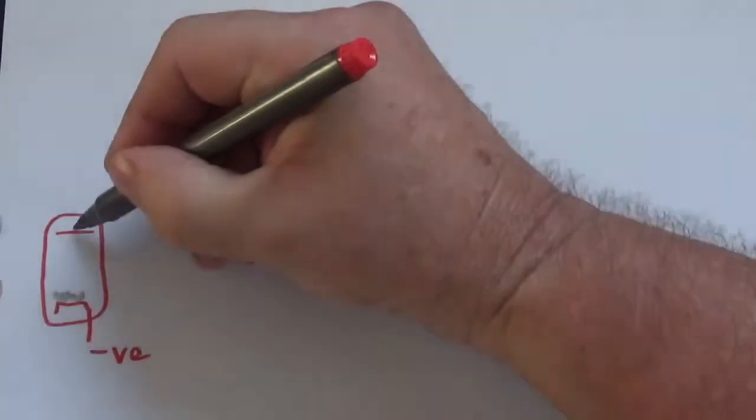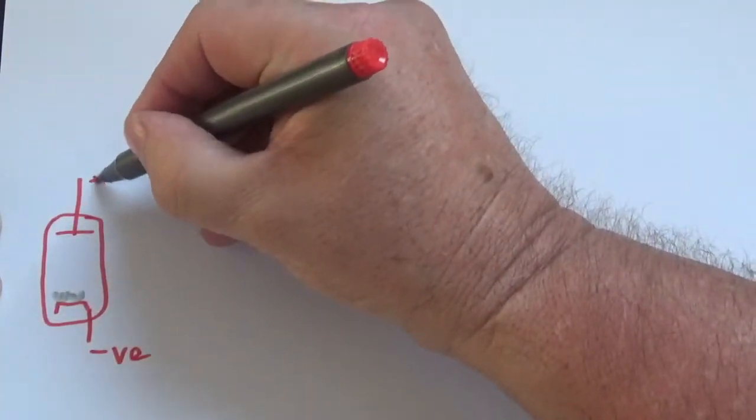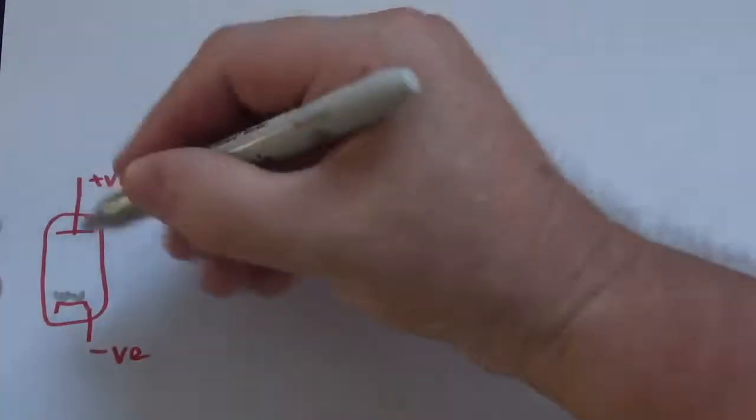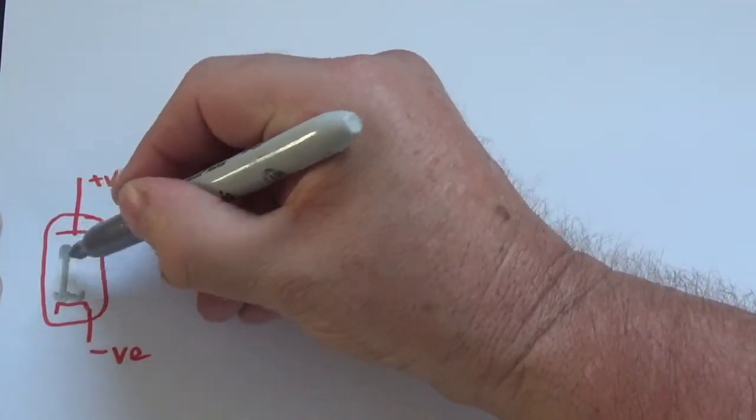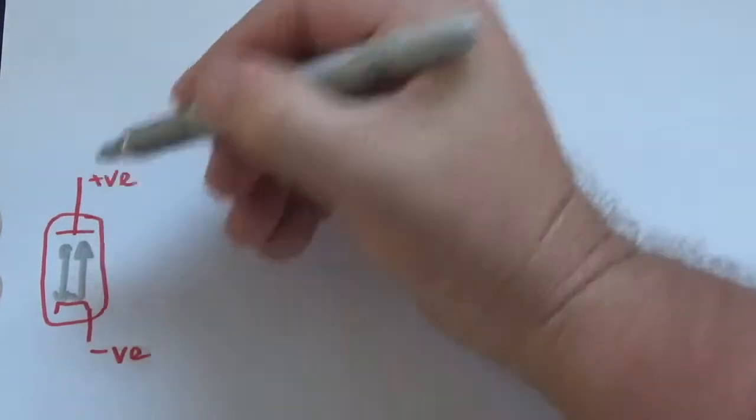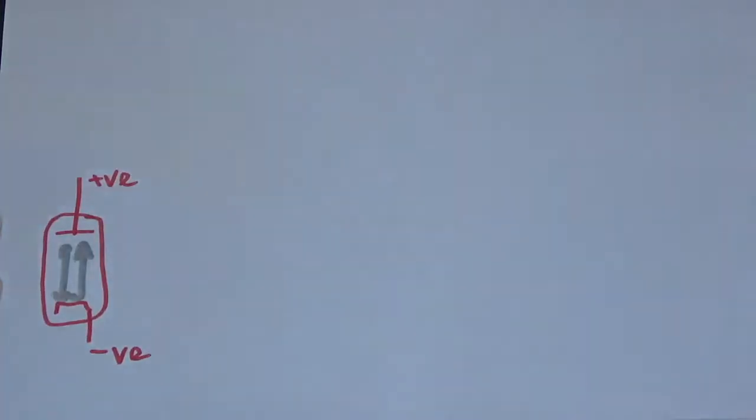So now if we put another electrode in this valve and apply a positive voltage to it, the electrons will naturally be drawn to that positive plate. So you'll find that you get a flow of electrons from the cathode to the anode, and the electrons can't flow back the other way. So we've in fact got a diode function here.